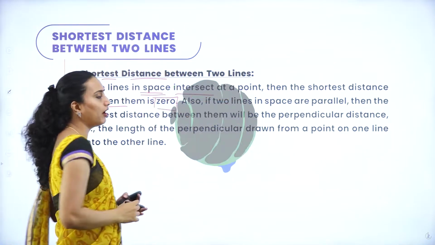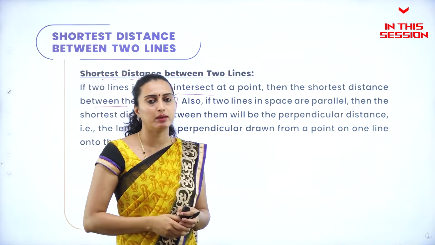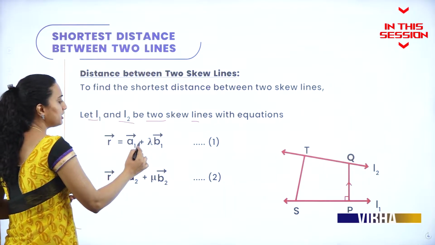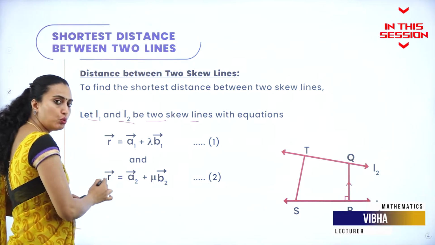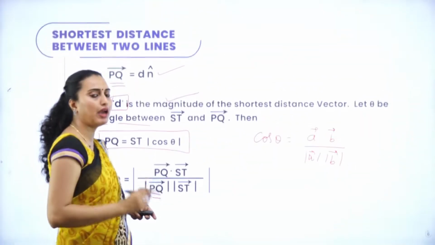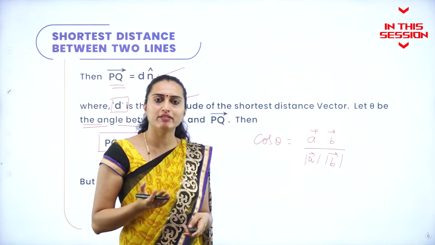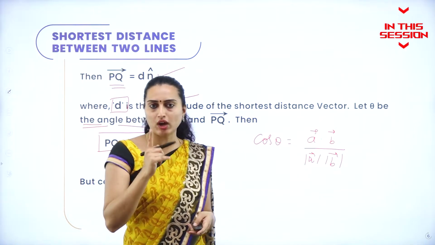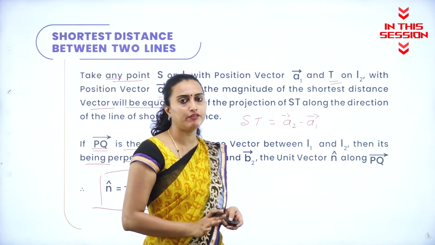In a space, if you are having lines intersecting at one point, then the shortest distance between them is what? 0. r vector will be equal to a1 plus lambda into b1 vector, and for line 2, r2 will be equal to a2 plus mu into b2 vector. Magnitude of PQ is nothing but d. Magnitude of n cap is always a unit vector, which is 1. n cap is b1 cross b2 divided by magnitude of b1 cross b2.